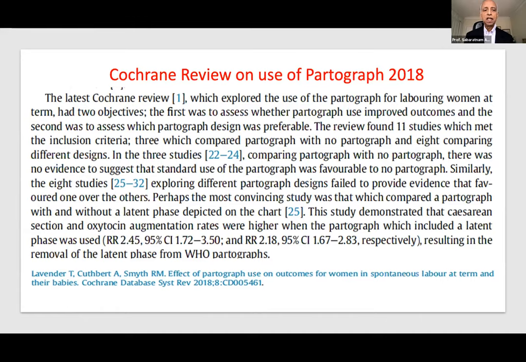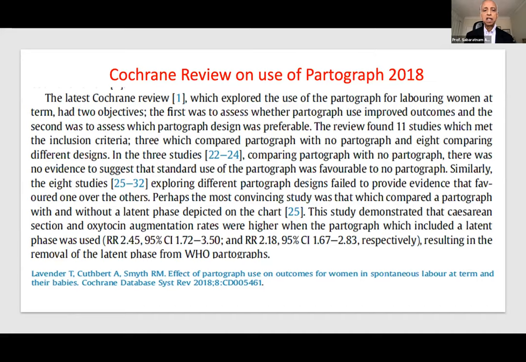And the 8 other studies explored different partograph designs and failed to provide evidence that one was better than the other. The only convincing study showed that if you drop the latent phase of labor part in the partograph, then it gave better outcome. So because you don't augment labor very early because you are fixing a latent phase. So the WHO decided to drop the use of latent phase in their subsequent partographs.